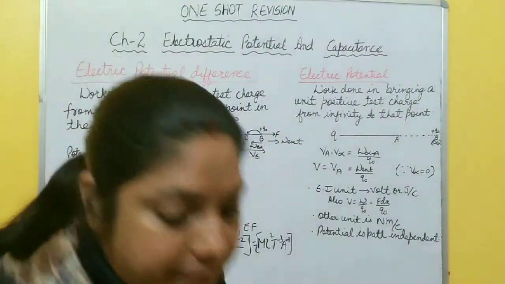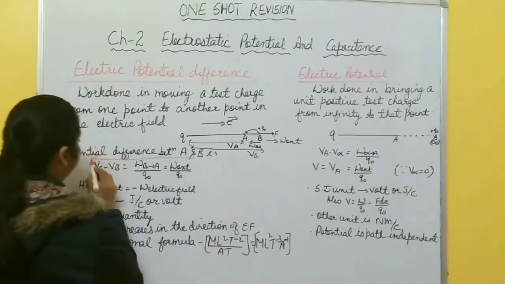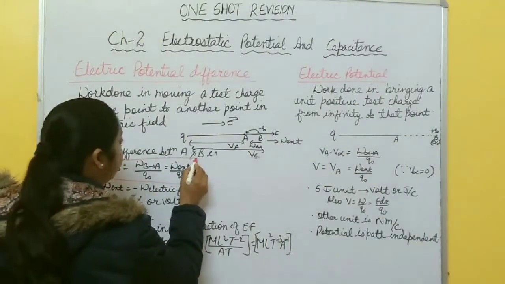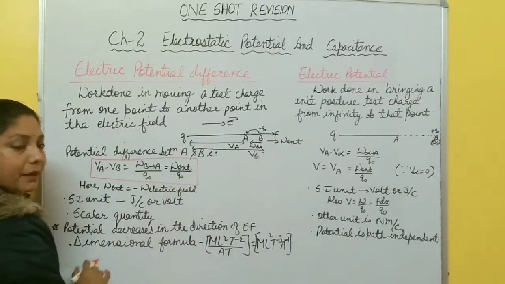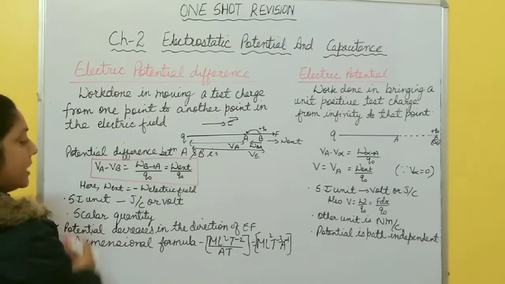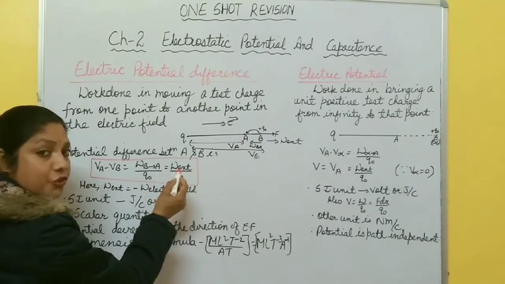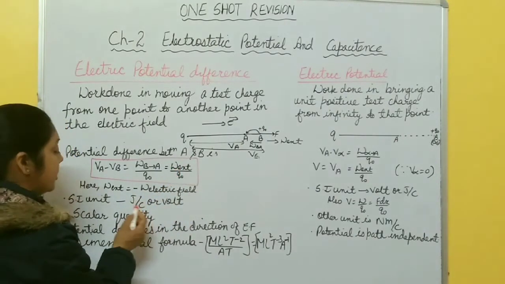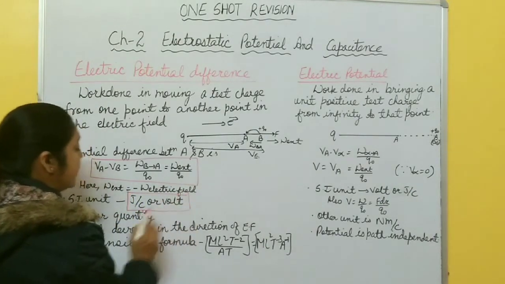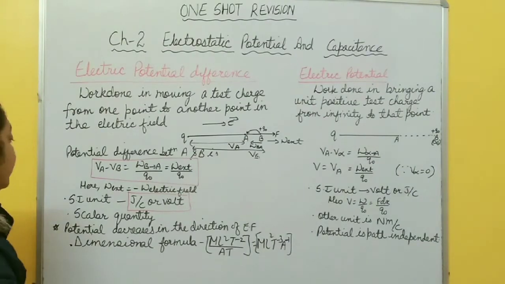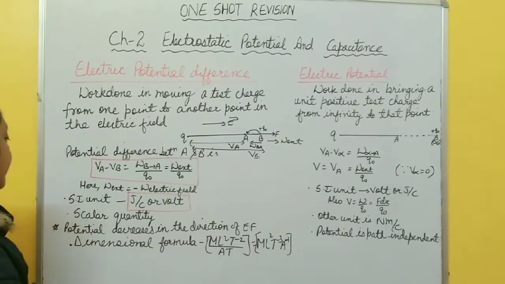So its formula becomes this one. Okay, I am using a red marker so that it becomes clear. Potential difference is this one. In moving a test charge from B to A, VA minus VB is equal to W external by Q0. Its SI unit: W is in joule and Q is in coulomb, so you can write joule per coulomb or volt also. This is the SI unit of potential difference, and this potential is a scalar quantity, right?